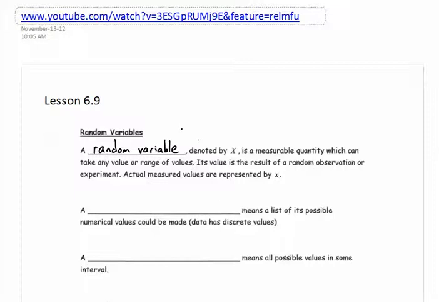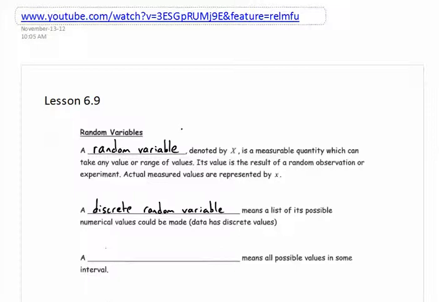So there's two possibilities. You can either have a discrete random variable, and a discrete random variable means that you can actually make a list of the possible numerical values. And that's all sorts of experiments like tossing a coin or rolling a dice. There's only certain numbers that you can have as your answer. You could probably guess what the third one is.